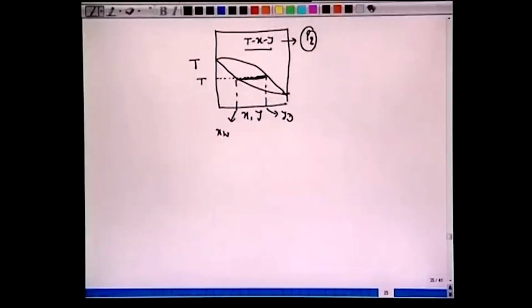For a given pressure P2, fix the pressure, T is the temperature of the flash drum, in between TB and TA, where A is more volatile than B, a binary mixture of A plus B components. We have fixed YD and XW corresponding to this flash drum temperature. Okay, so this is your TXY diagram.